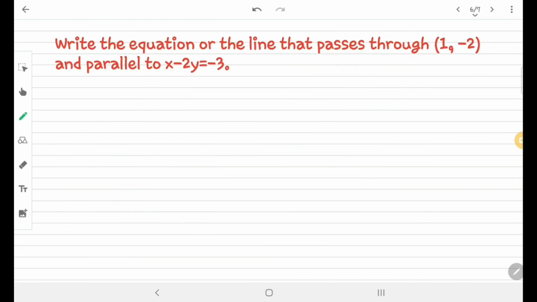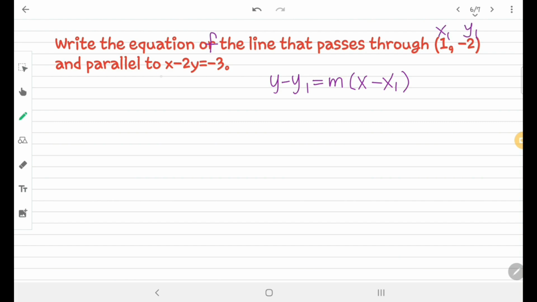Okay, next. Write the equation of the line that passes through (1, -2) and parallel to x - 2y = -3. So, paano ito gagawin kapag pinahanap kayo ng line na parallel o kaya perpendicular sa kanya? So, ang formula pala na kailangan natin dito is y - y₁ = m(x - x₁). So, yung binigay nilang ordered pair, ito yung magiging x₁, y₁.